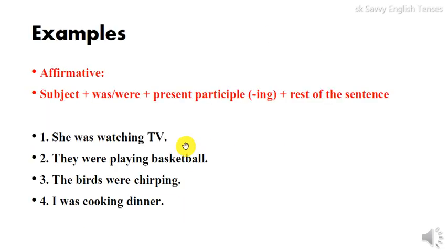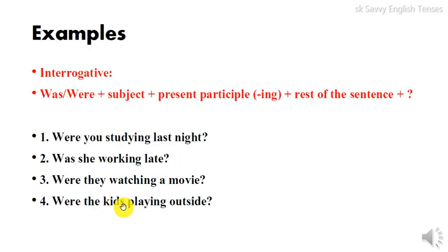Okay, number first is the affirmative sentence. And the formula is the subject plus was or were plus present participle. For example, she was watching TV. They were playing basketball. The birds were chirping. I was cooking dinner.